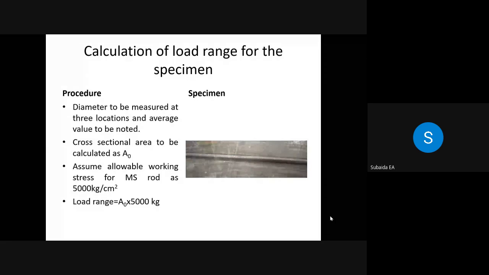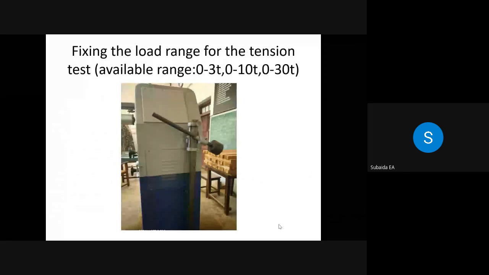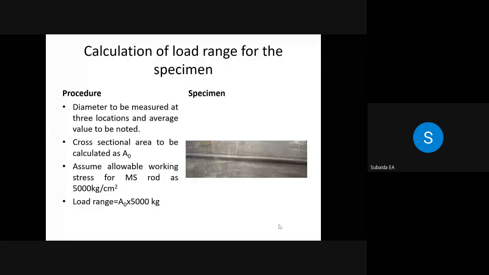So the expected maximum load is equal to the initial area of cross section into 5000. So much kg will be the ultimate expected load. This is the expectation. Accordingly, we have to set the machine. The machine has got three ranges. Our machine has a range of 0 to 3 ton. With this calculation, we are getting some 2,300 kilogram as the expected maximum load, which is below 3 ton. The 2,300 means 2.3 ton, which is less than 3 ton.